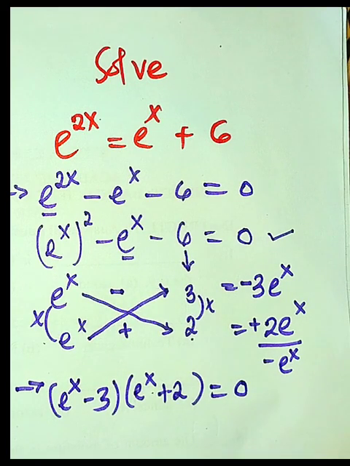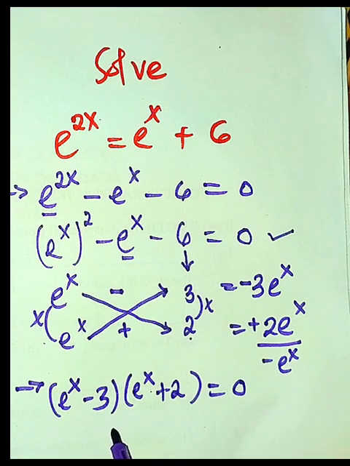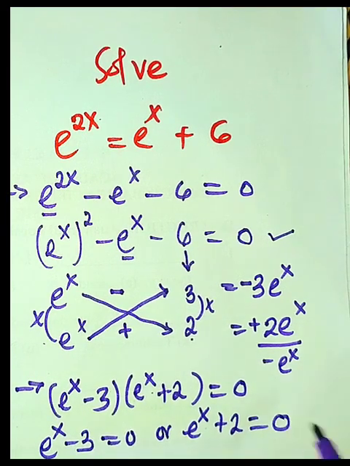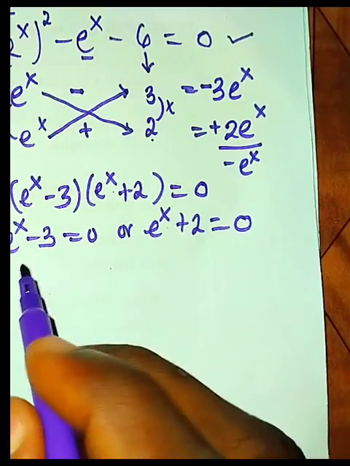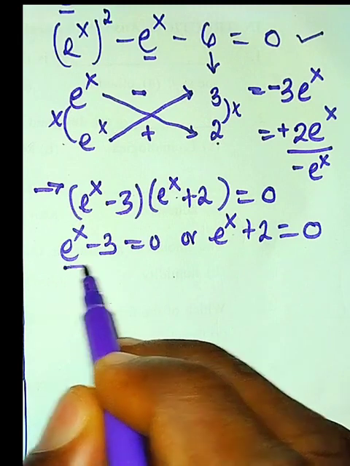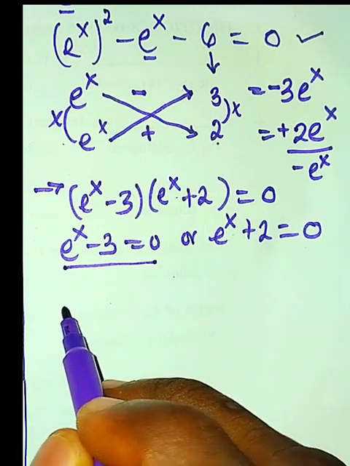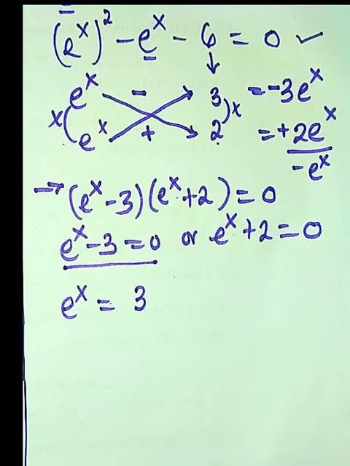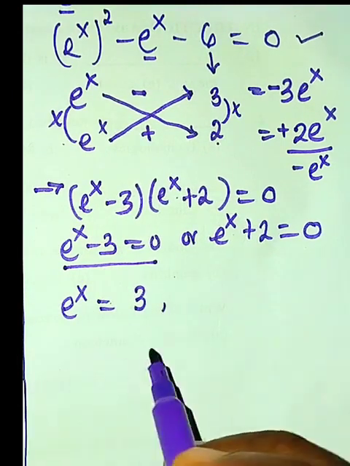So the next thing we are going to do: we see that this is a zero-form equation. So we have either e^x - 3 = 0, or e^x + 2 = 0. Let's take this one first. We can see that e^x is going to be 3, sending this minus 3 to the other side.